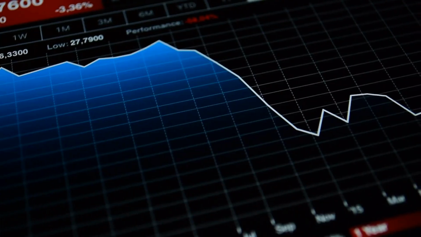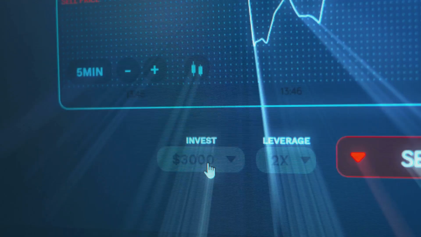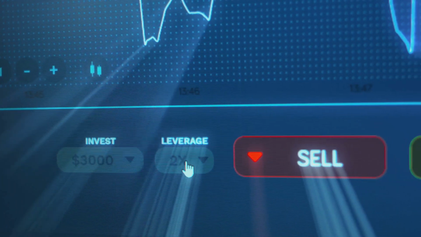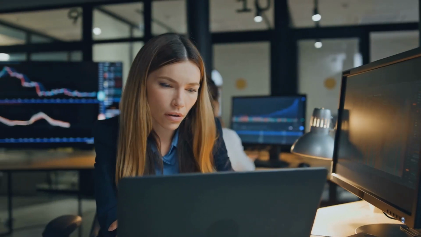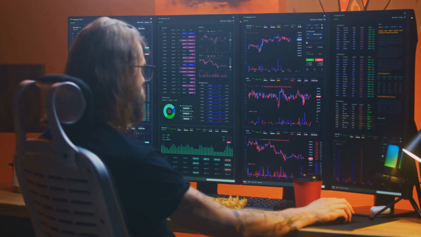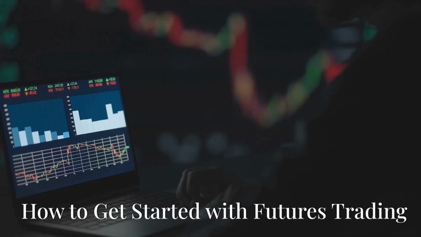However, it's important to be aware of the risks, including market volatility. Prices can fluctuate significantly, leading to potential losses. Leverage risks. While leverage can amplify gains, it can also magnify losses. Margin calls. If the market moves against your position, you may be required to deposit additional funds to maintain your position. Complexity. Futures trading requires a good understanding of the markets and the specific contracts being traded.